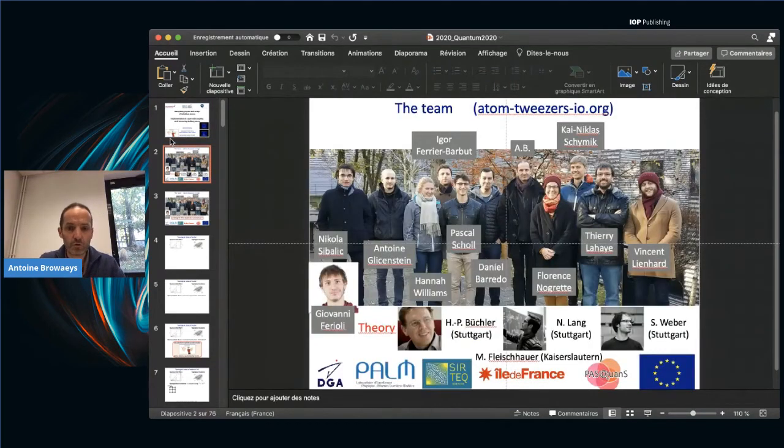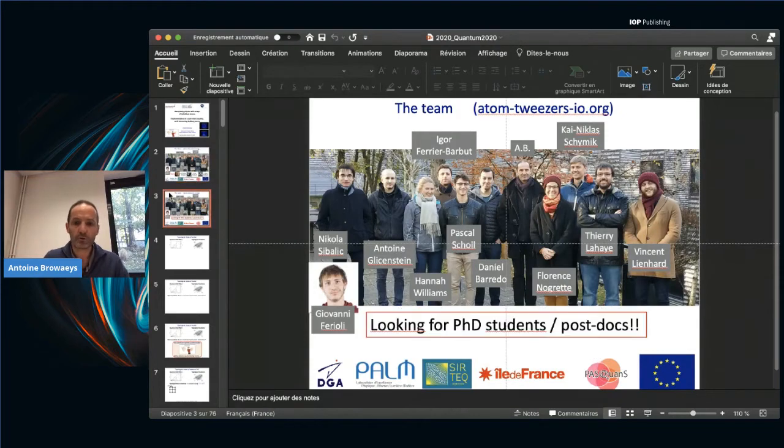Before I do so, let me introduce you to the team who did the work. More specifically for this work, it was the work of Pascal and Vincent, two PhD students working on the experiment, together with Daniel, who is a postdoc, and Thierry, who is a permanent staff member in our group, who guided the work. Very importantly for this work, we received a lot of theory input from our collaborator Hans-Peter Büchler in Stuttgart, together with his students Nicolas Lang and Sebastian Weber. We also had a very interesting collaboration with Michael Fleischhauer in Kaiserslautern. I also seize this opportunity to advertise the fact that we're looking for PhD students and postdocs. So if you are interested, please contact me.